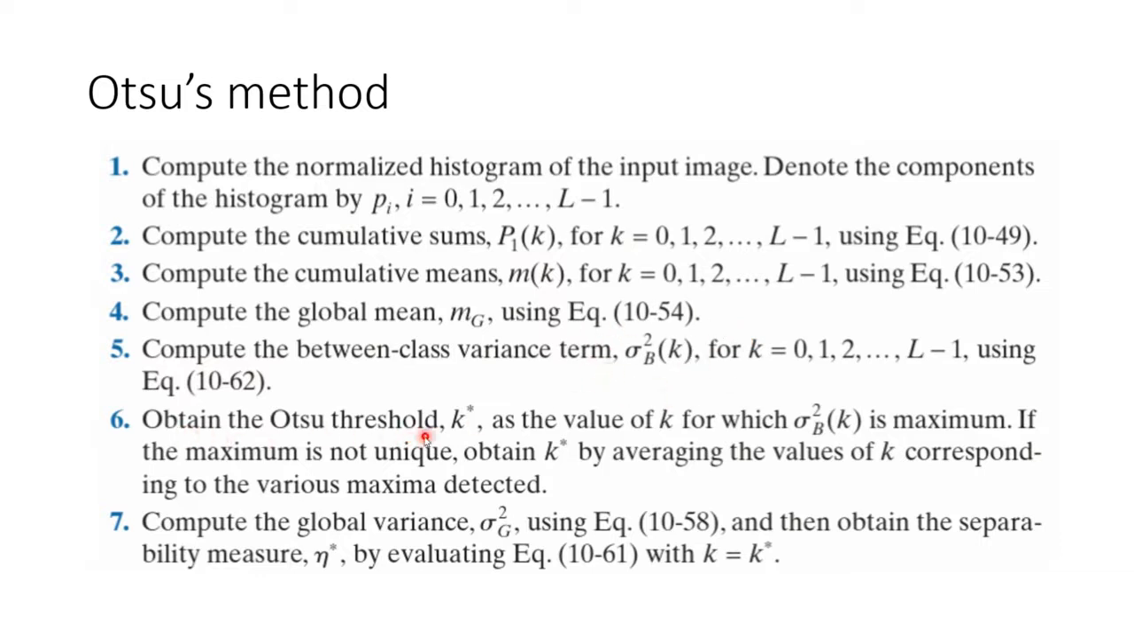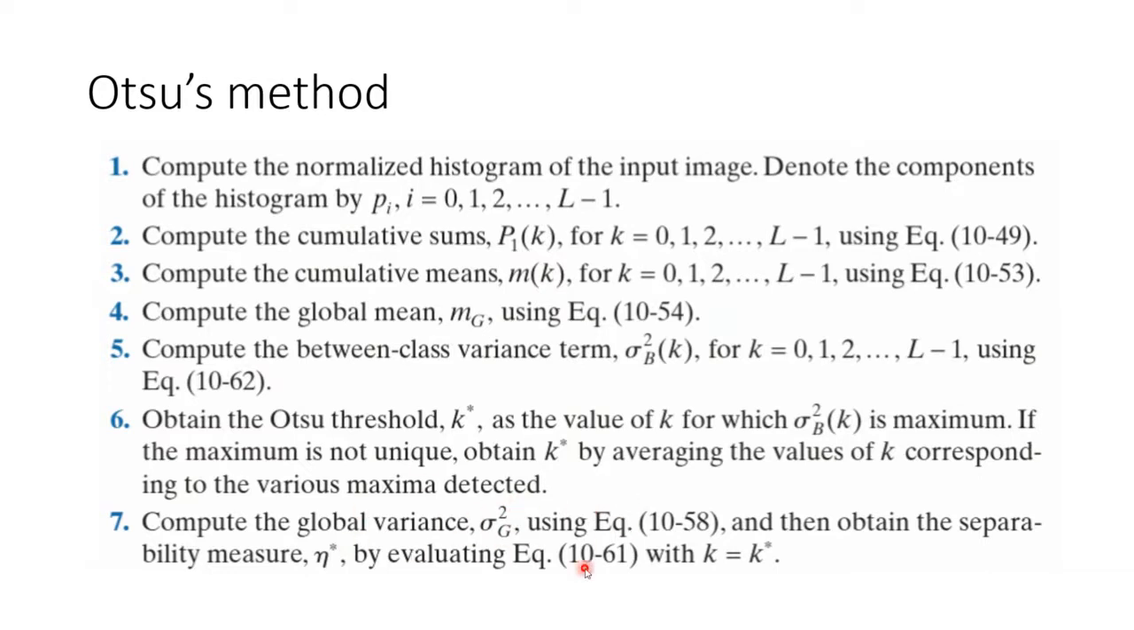And the Otsu threshold K star is the value of K for which this between-class variance is maximum. If the maximum is not unique, you can obtain a K star by averaging the values of K corresponding to the maxima detected.